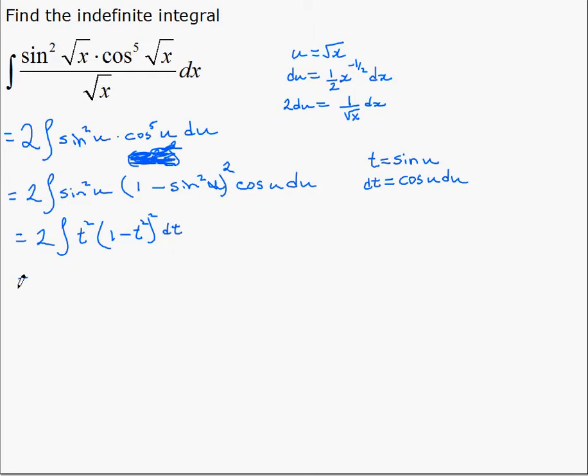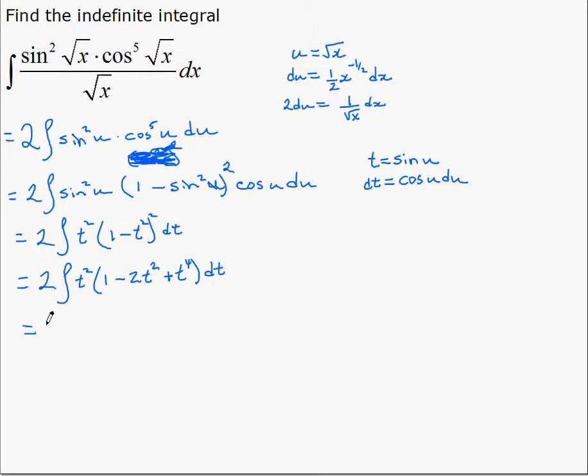Now we can expand and integrate. So this is 2 times the integral, expanding this bracket and multiplying by t. Maybe we'll do it in 2 steps. Keep the t, and this becomes 1 minus 2t squared plus t to the 4, dt.